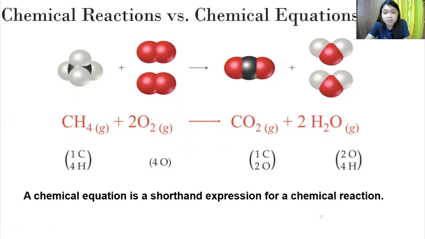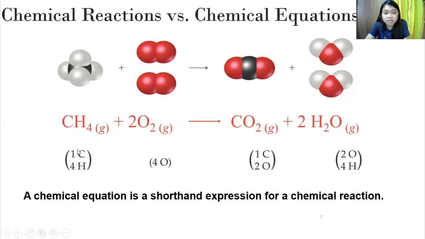So after we write the chemical equation, we also take into account the number of individual atoms of the elements present. As I said earlier, we should be mindful of this because we will be using this in our calculations later on.